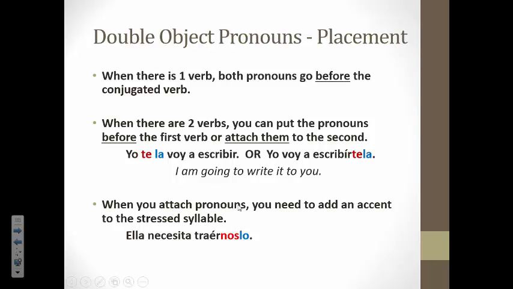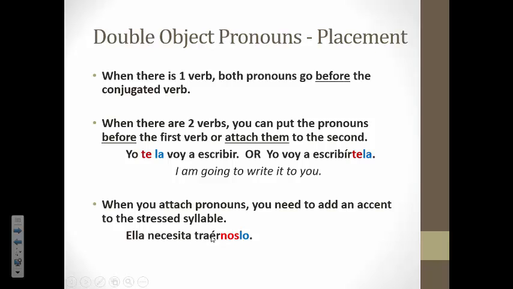You will notice this is something different than just using one pronoun. Read this last rule here. When you attach pronouns, if you attach two, you need to accent the stressed syllable. Okay, so look at my sample sentence here. She needs to bring it to us. Ella necesita traérnoslo. Because you added two syllables here, you need to add an accent to keep the stress where it belongs.